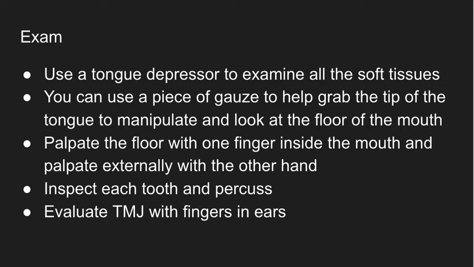Examination for dental purposes: you should use a tongue depressor to examine all the soft tissues in the mouth. You can use a piece of gauze to help you grab the tip of somebody's tongue to manipulate and look at the floor of the mouth. When you look at the floor of the mouth, you want to palpate the floor with one finger inside the mouth and then palpate externally with the other hand. That's important for looking for things like Ludwig's angina.